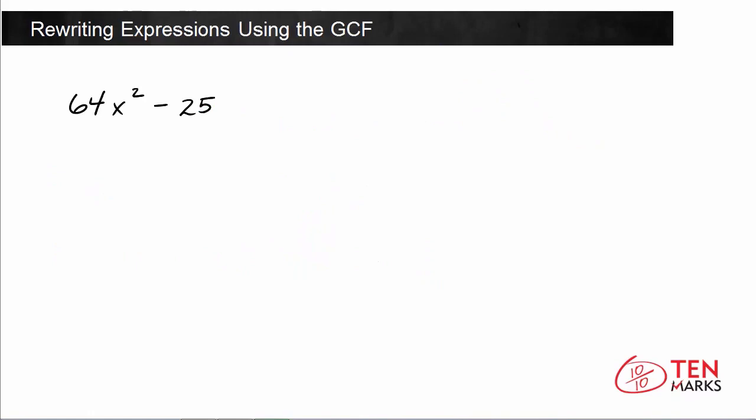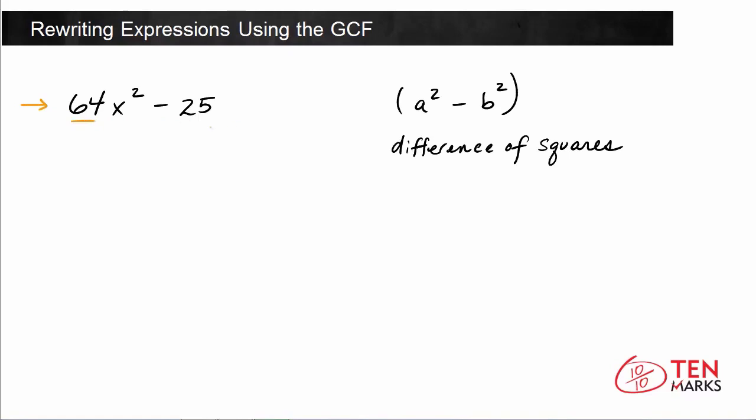So here we have the expression 64x squared minus 25, and we want to factor this completely. If the first and second term of a binomial are perfect squares, and it is written in the form where you have a squared minus b squared, then this binomial represents a difference of squares. Now I'm bringing this up because when I look at the binomial we have here, I can see that 64 and 25 are both perfect squares.